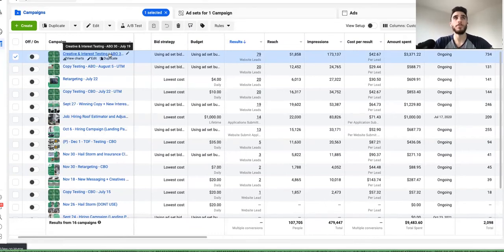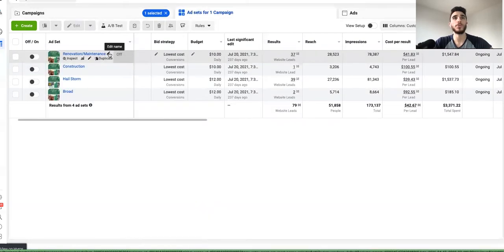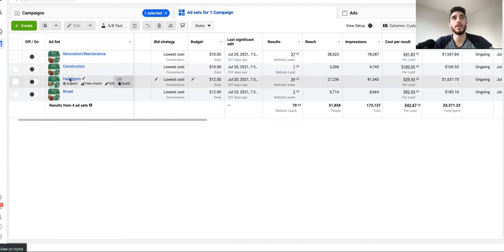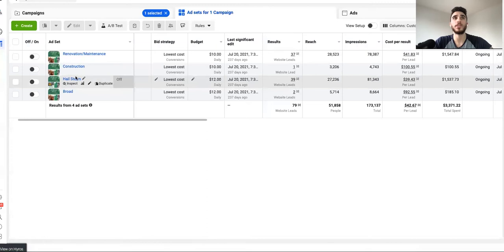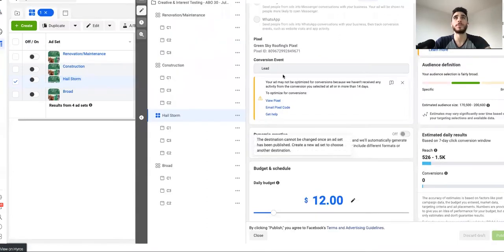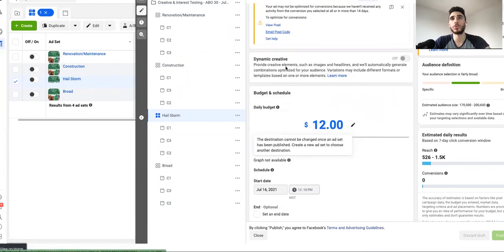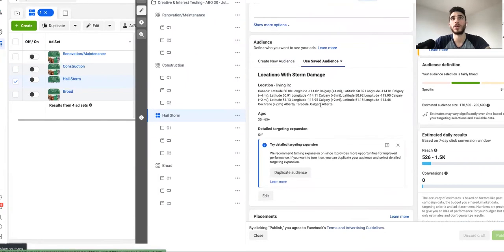But the main thing that we focused on was really just the angle and the approach of hailstorm. As you can see, we had hailstorm targeting. We were geo-targeting areas that were severely hit by the hailstorms that happened, I think it went on for a few months. So we'll start off with this one, as it achieved the lowest cost per lead. Now, we were optimizing for, of course, leads. You always want to optimize for your highest value potential customers.